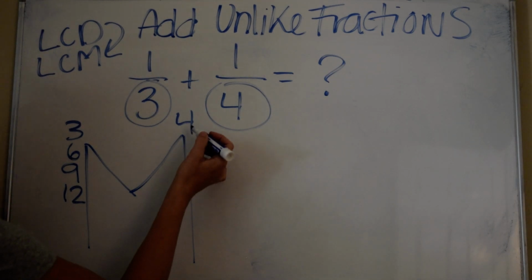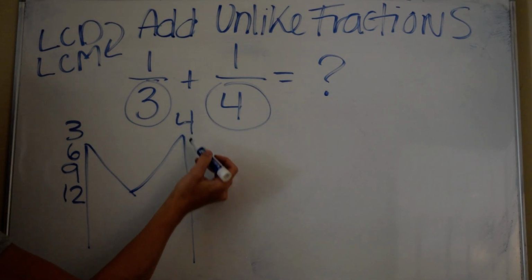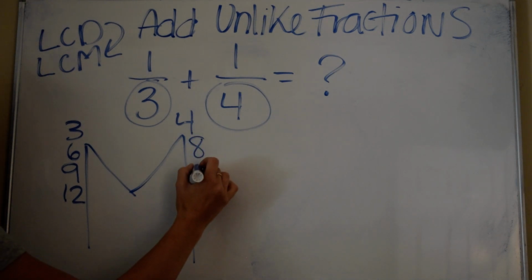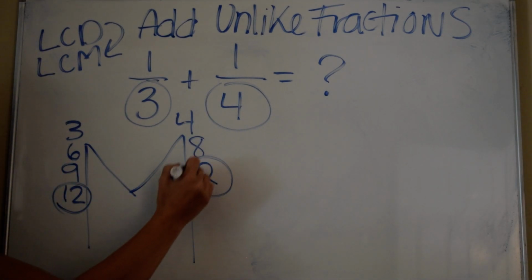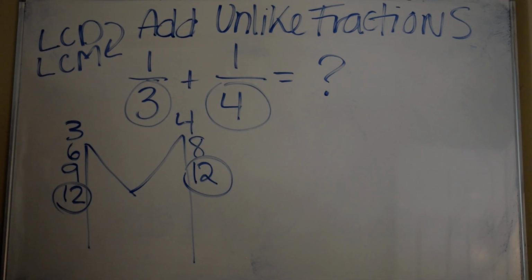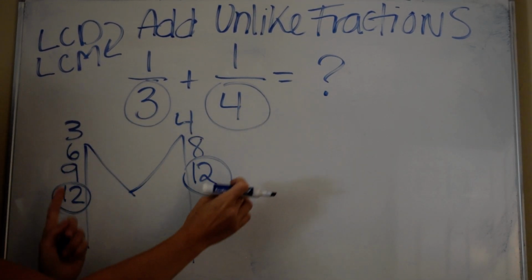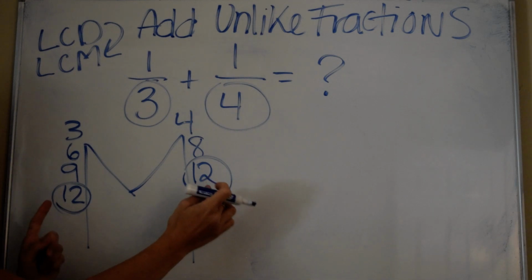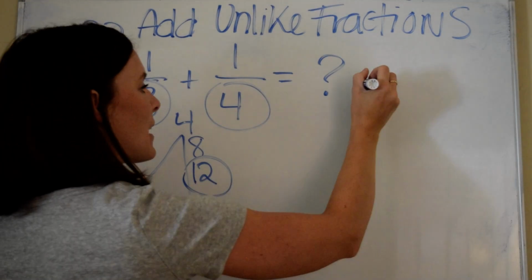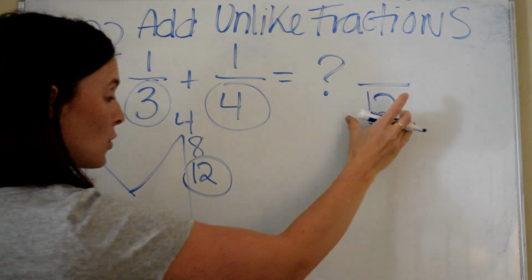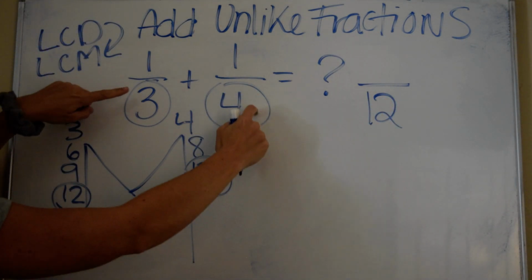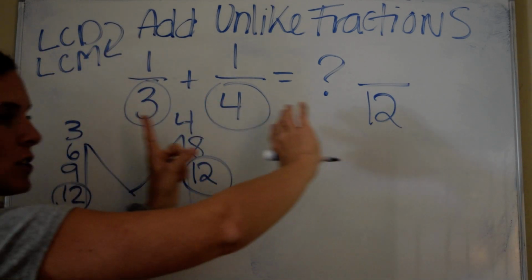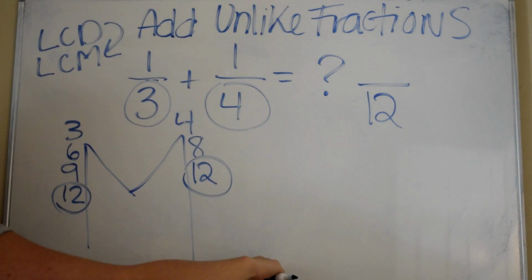Let's see if I can find one. 4 times 1 is 4, 4 times 2 is 8, 4 times 3 is 12. Look at that. Do you see the match? Their least common multiple, or in this case, the common denominator that I need to change these into, is where they match. They match at 12. So I need my answer to be a 12. How do I get these into a 12? Because if these both were a 12, then I can just add across because I would have the same denominator.